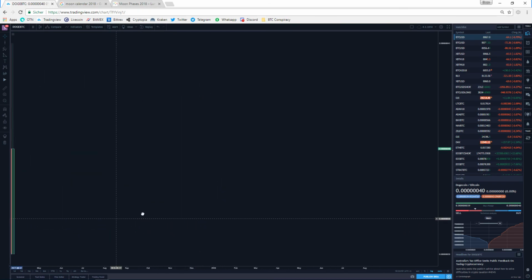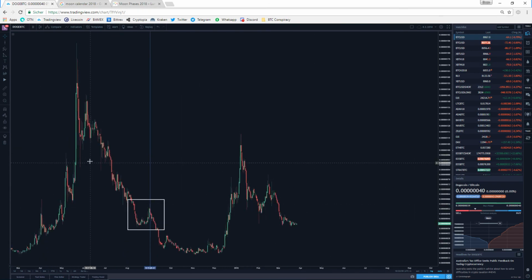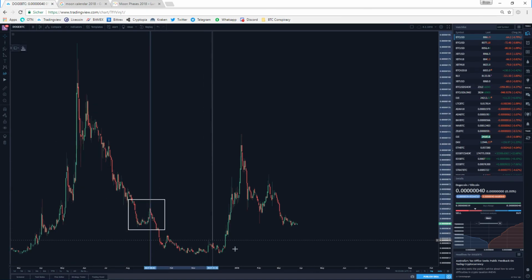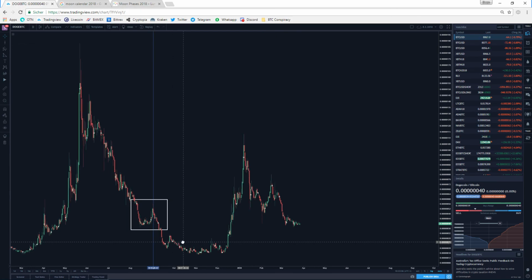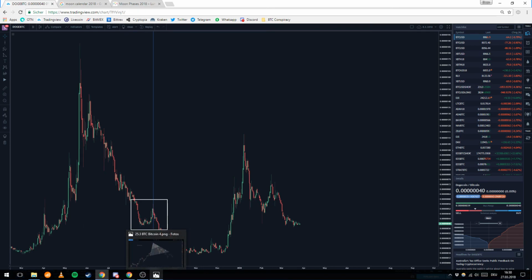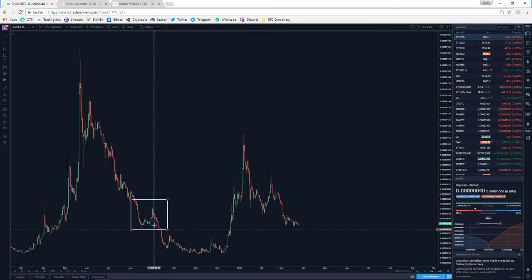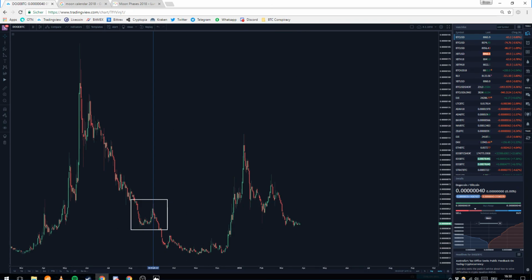It also looks like a bit of a fractal again this year. No, it doesn't work. So I think we're basically somewhere here, right before some alts pumped, but it wasn't an alt season like we saw in December. So we have a small alt season, but I don't think we're going to have something like we had in December.